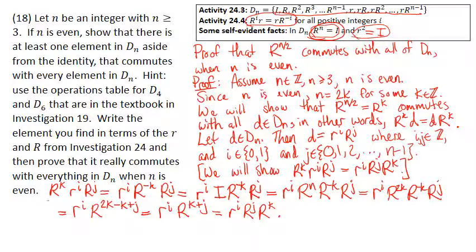So I started here with r to the k on the left, and then over here it's on the right. So I have showed that r to the k commutes with any element of the dihedral group. And that's it.